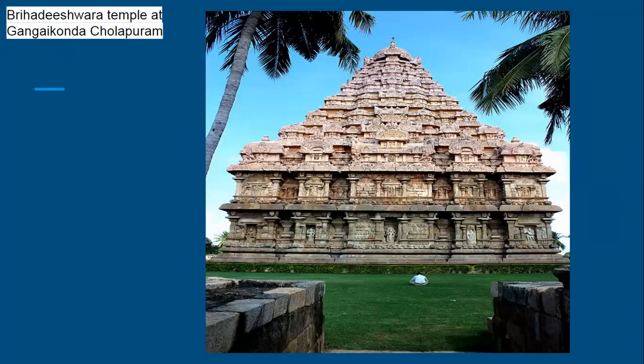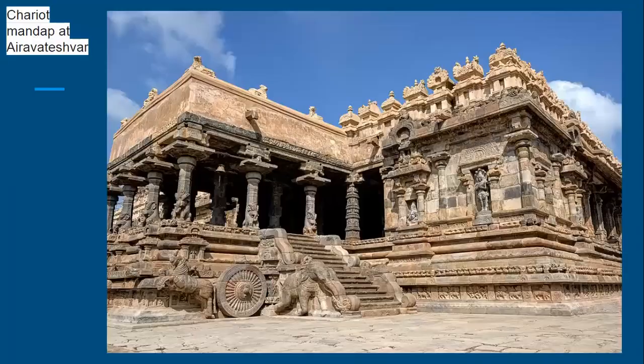Again, you can see the Vimana, the beautifully ornamented pyramidal shaped Vimana. Now, this is the mandap of the Airavateshwar Temple. As I mentioned, one of the features of Chola temples was the beginning of the chariot mandap, which we see over here. You can see a mandap in the shape of a chariot. You can see there is a wheel, right? So this is a temple, and the mandap is associated with the temple. A mandap in the shape of a chariot. So you can state the example of the Airavateshwar Temple.